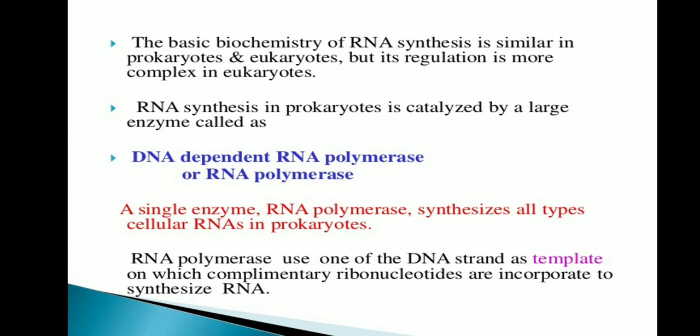So RNA synthesis in the prokaryote is catalyzed by a large enzyme that is called DNA dependent RNA polymerase, or RNA polymerase simply. A single enzyme, that is RNA polymerase, synthesizes all types of cellular RNAs in the prokaryotic system, while in the eukaryotic system specific RNA polymerases are for specific kinds of RNA, right?